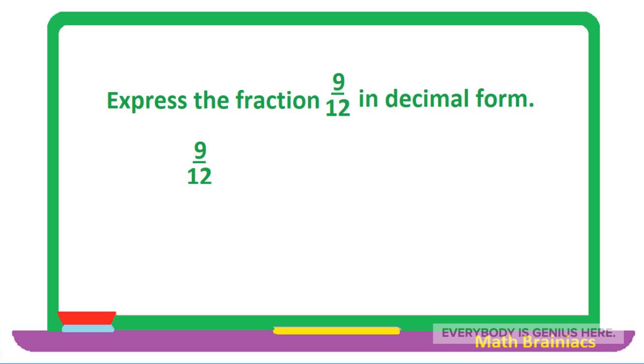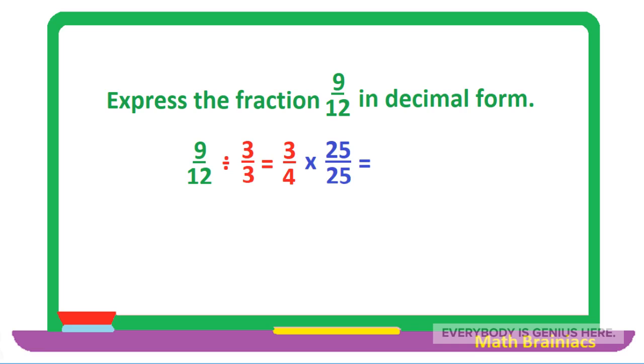Do we have a factor that will make the denominator equivalent to 100? We need to divide the fraction 9/12 by 3/3 so that we can look for a factor that will make the denominator equivalent to 100. 9 divided by 3 is equal to 3, and 12 divided by 3 is equal to 4. Now, we can look for a factor of the denominator that will make it 100.